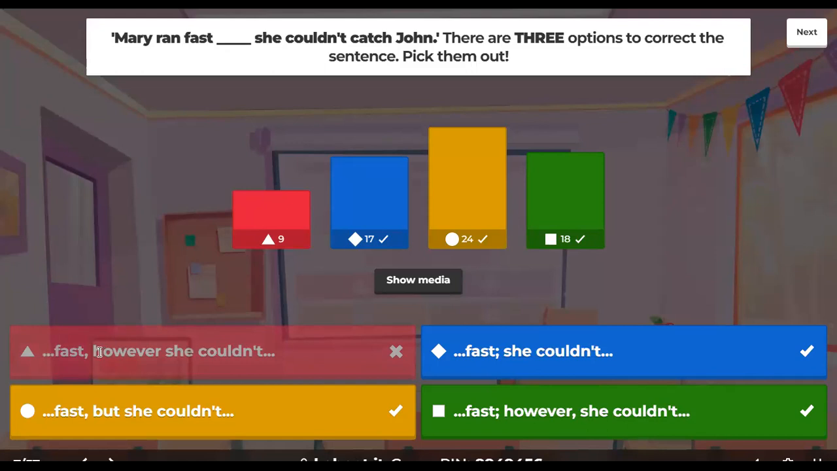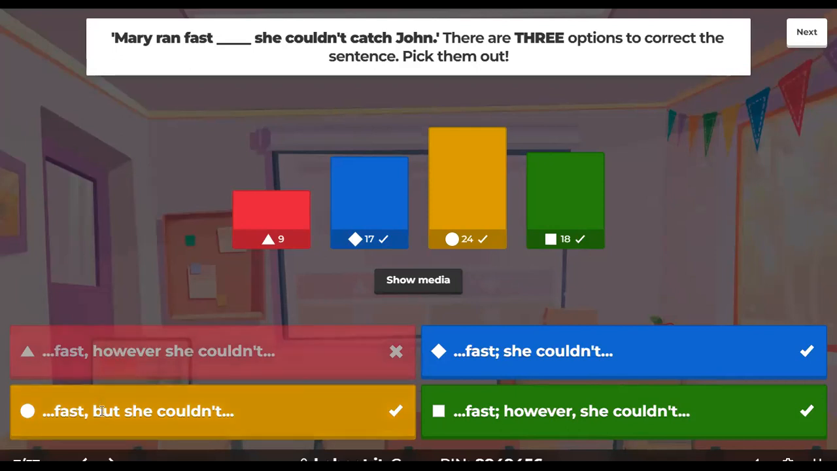Now here we can never connect. The red box is wrong. Why? Because here we used however, and however cannot connect two clauses. I have already told you this because it's a conjunctive adverb. Conjunctive adverbs cannot connect clauses. They only explain the relationship between clause number one and clause number two. That's what they do.